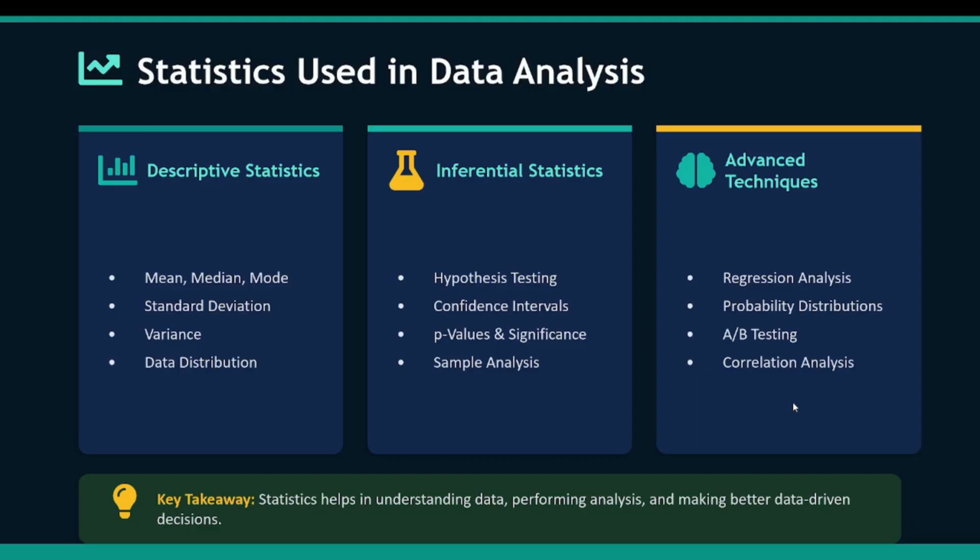Probability distributions such as the normal, binomial, and Poisson distributions help in modeling the likelihood of different outcomes and are foundational to many machine learning algorithms. A/B testing is a technique commonly used in product analytics and marketing, where two versions of something are compared to determine which one performs better based on statistical evidence. Correlation analysis measures the strength and direction of the relationship between two variables, helping analysts understand whether variables move together and how strongly they are related.